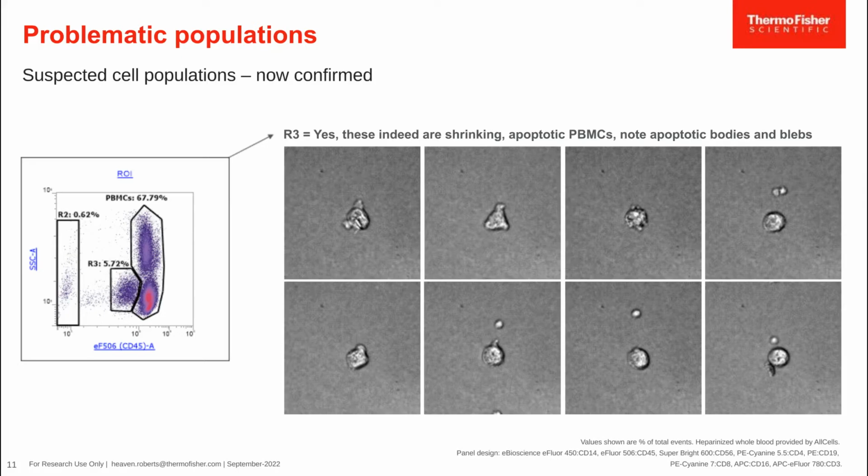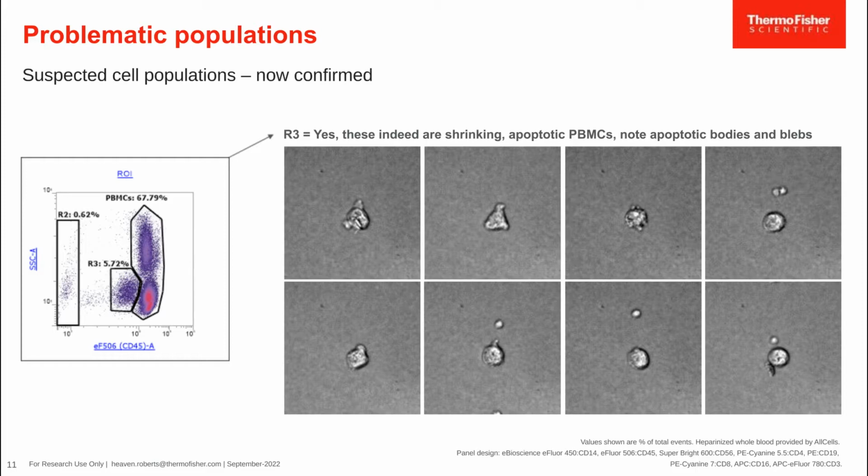For that R3 population, these are not cells that I would want to include in my downstream gating. These cells are going through necrosis, apoptosis. You can see that some of them are shrinking and further advanced in that apoptotic pathway. Others have these apobodies floating with them or attached to them.